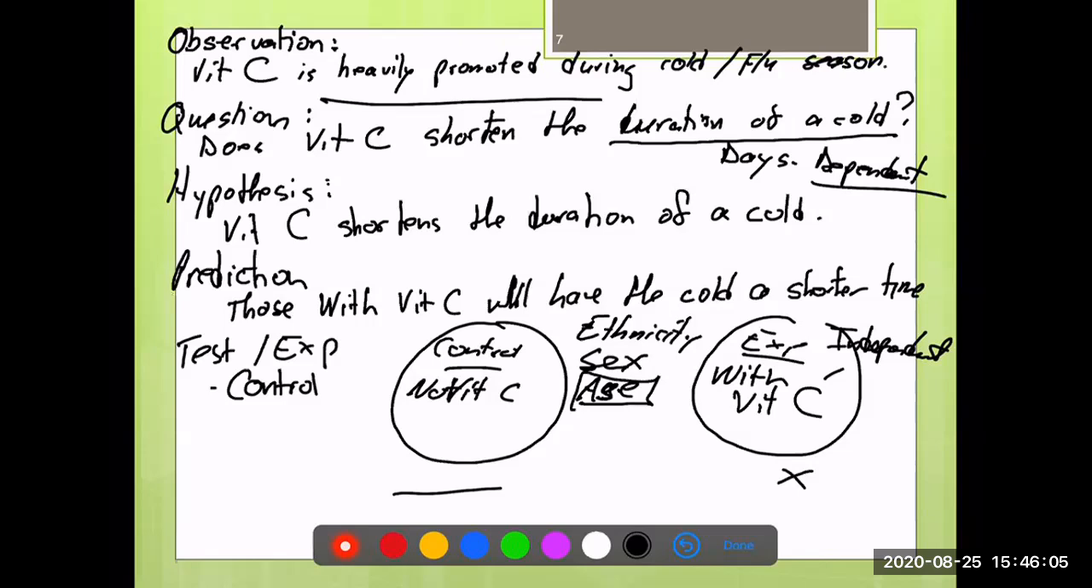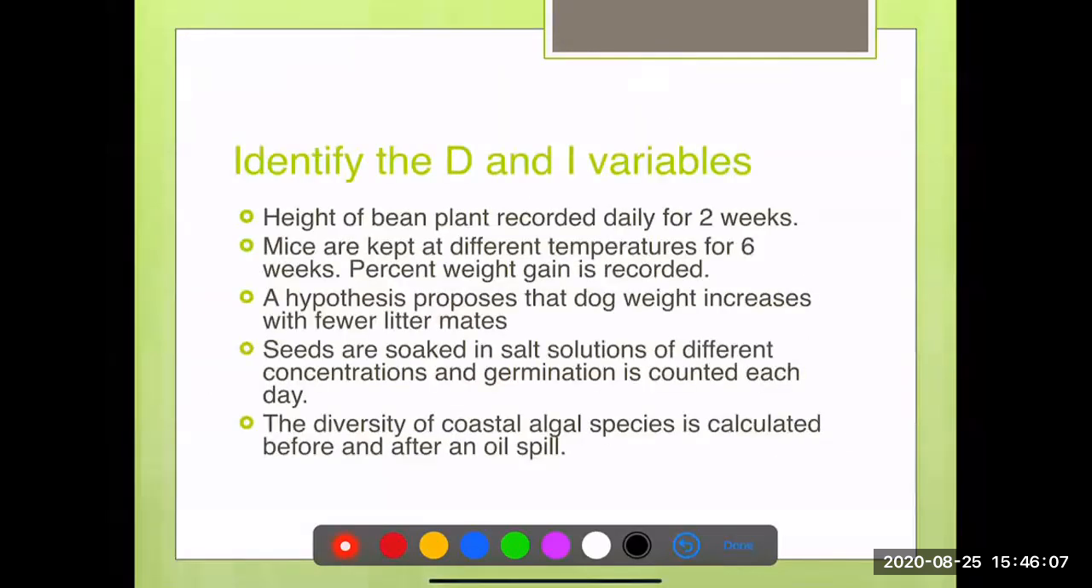Okay, let's practice identifying variables, dependent and independent variables at least. Let's just do a few. Mice are kept at different temperatures for 6 weeks. Percent weight gain is recorded. Okay, what is the dependent variable? Remember, that's the easiest one because that's the one you measure. So what are we measuring here? Percent weight gain is recorded. That one's, I mean, straight out giving you the answer.